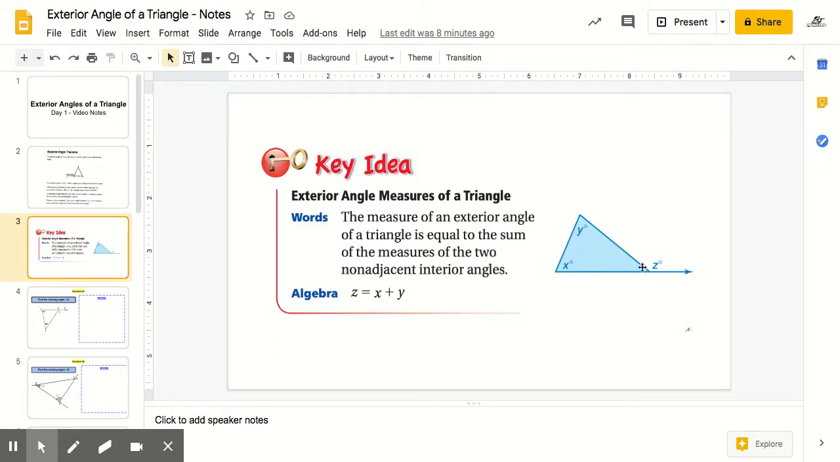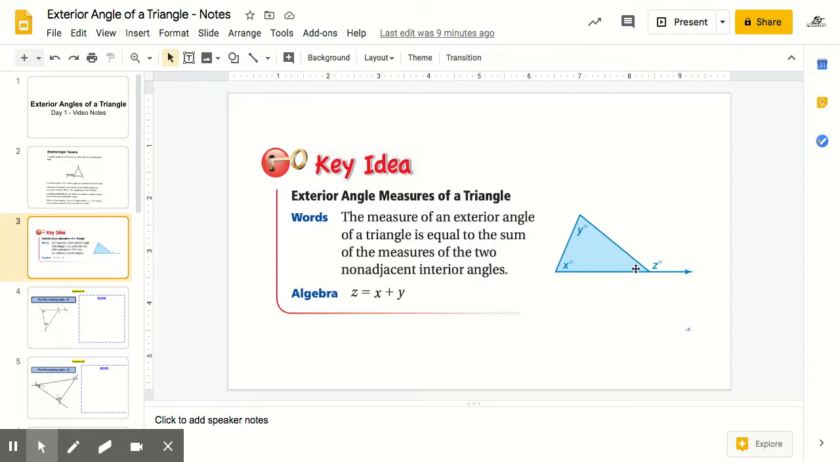We have angle Z. The measure of angle Z is equal to the sum of the two non-adjacent interior angles. So angle X and angle Y are the interior angles because they're inside of the triangle. They are non-adjacent to angle Z. Remember, non-adjacent means not next to each other. These two angles are not next to angle Z. So angle Z is equal to these two interior angles added together.